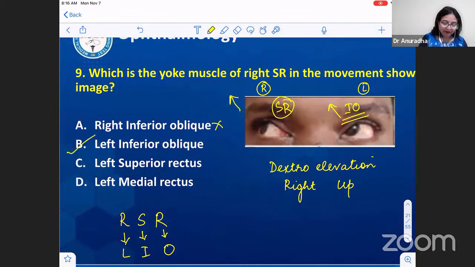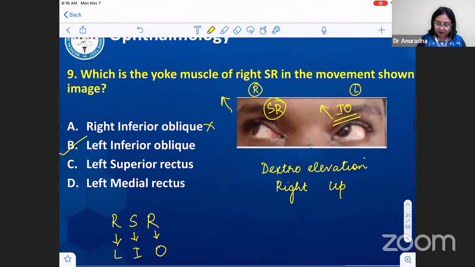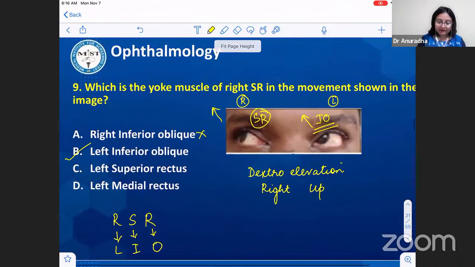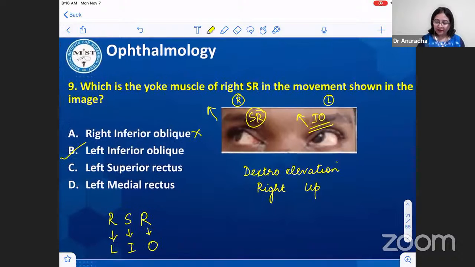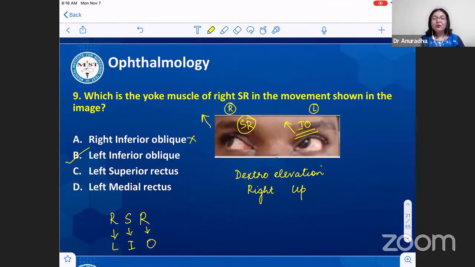So your answer is choice B, beta. Choice B. Yes, opposite. Absolutely right, Moninder. So actually this figure they have given just to increase the confusion only. Even if you do not identify the movement, they have already mentioned right superior rectus. But yes, the question can come like this also, that which is the muscle acting in the left eye or which is the muscle acting in the right eye.